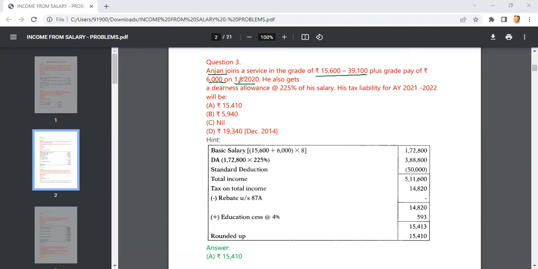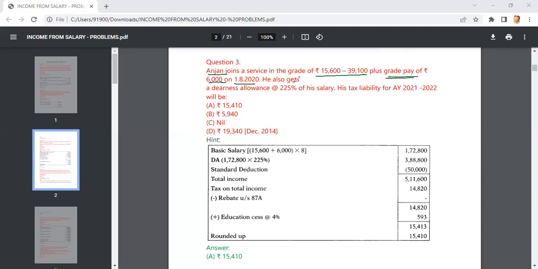1/8/2020. That means, see, whenever you want to search for a job, for example, your salary will be around 15,000 to 20,000 plus incentives, bonus, you people will get. In the same way here, his service grade is 15,600 to 39,100. Along with that, he gets the grade pay. Grade pay is nothing but, based on the work they do, they give the grades. Based on the grades, they pay the employees. So he gets the grade pay of 6,000 rupees, and that is on 1/8/20.